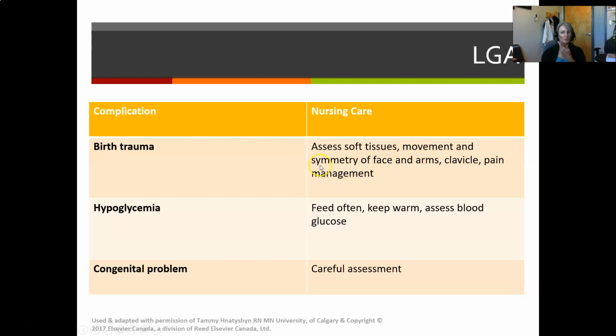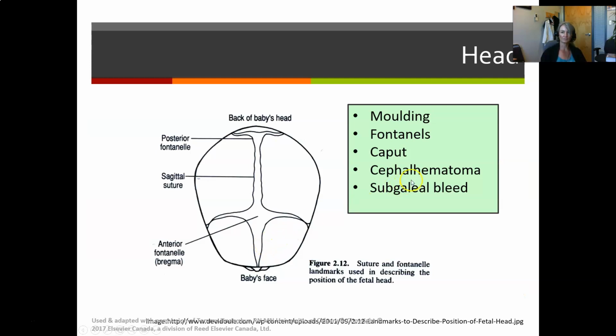So they have Erb's palsy, where part of the face is kind of froze. Thinking about the hypoglycemia, like I said. And then, because we know maternal diabetes can be a teratogen, watching for any kind of congenital problem. So really good assessments. All right.